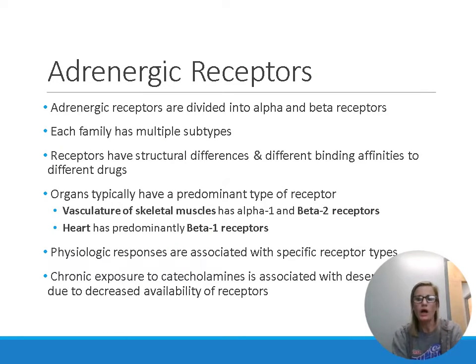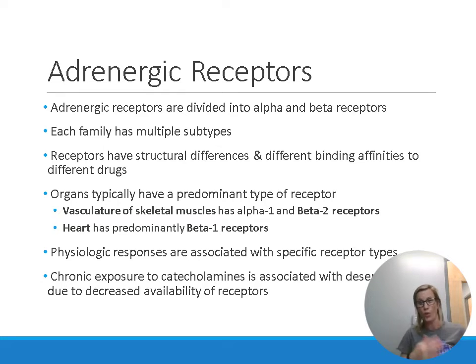Okay, adrenergic receptors. So we just saw how the norepinephrine gets released. The norepinephrine, or if we're talking about epinephrine that's present in the bloodstream, the epi and norepi bind to adrenergic receptors. Adrenergic receptors are divided first off into alpha receptors and beta receptors. Then each of those has multiple subtypes.